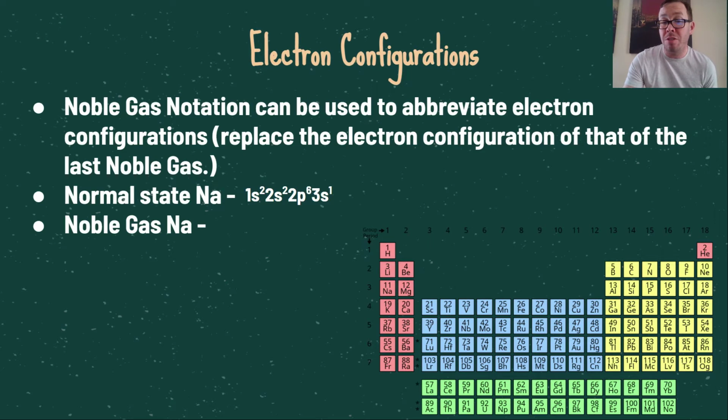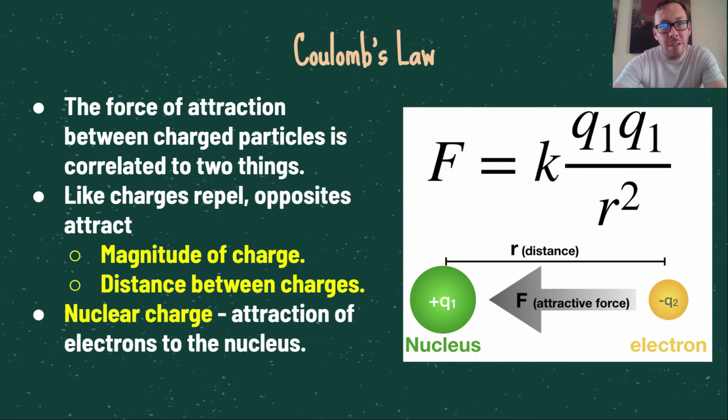What we would do is just write our noble gas in brackets, and that represents the electron configuration up until you get to that noble gas. So if we're looking to write the noble gas notation of sodium, I'm just going to place neon in brackets and then just write 3s1 after it. So hopefully electron configurations aren't going to cause you too much trouble.